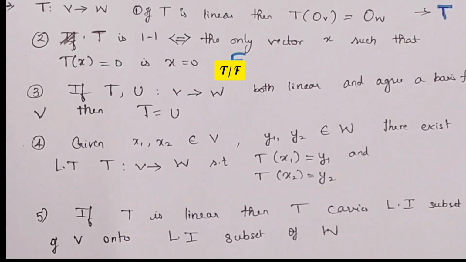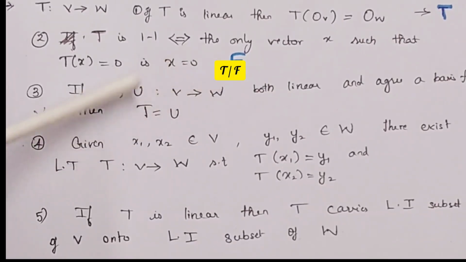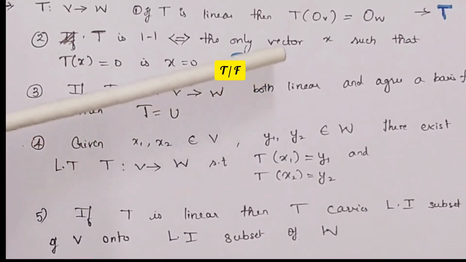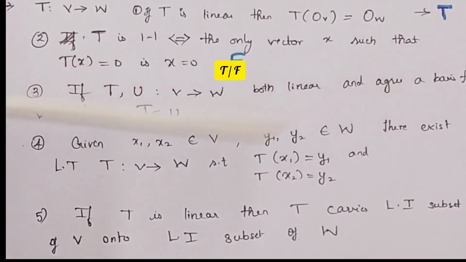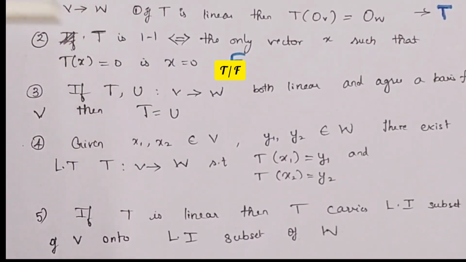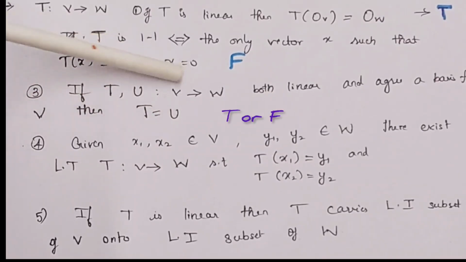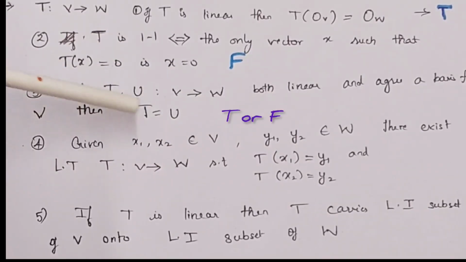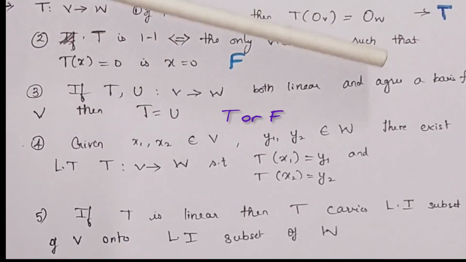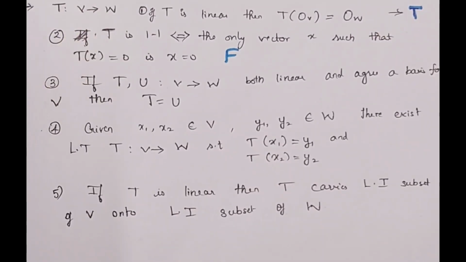Now for the third one, if T and U are two transformations from V to W, both linear, and agree on a basis for V, that means the basis properties we discussed earlier are satisfied over here. Then they are asking whether T is equal to U. The transformations T and U are the same, because they both agree on the basis, so the answer is true.